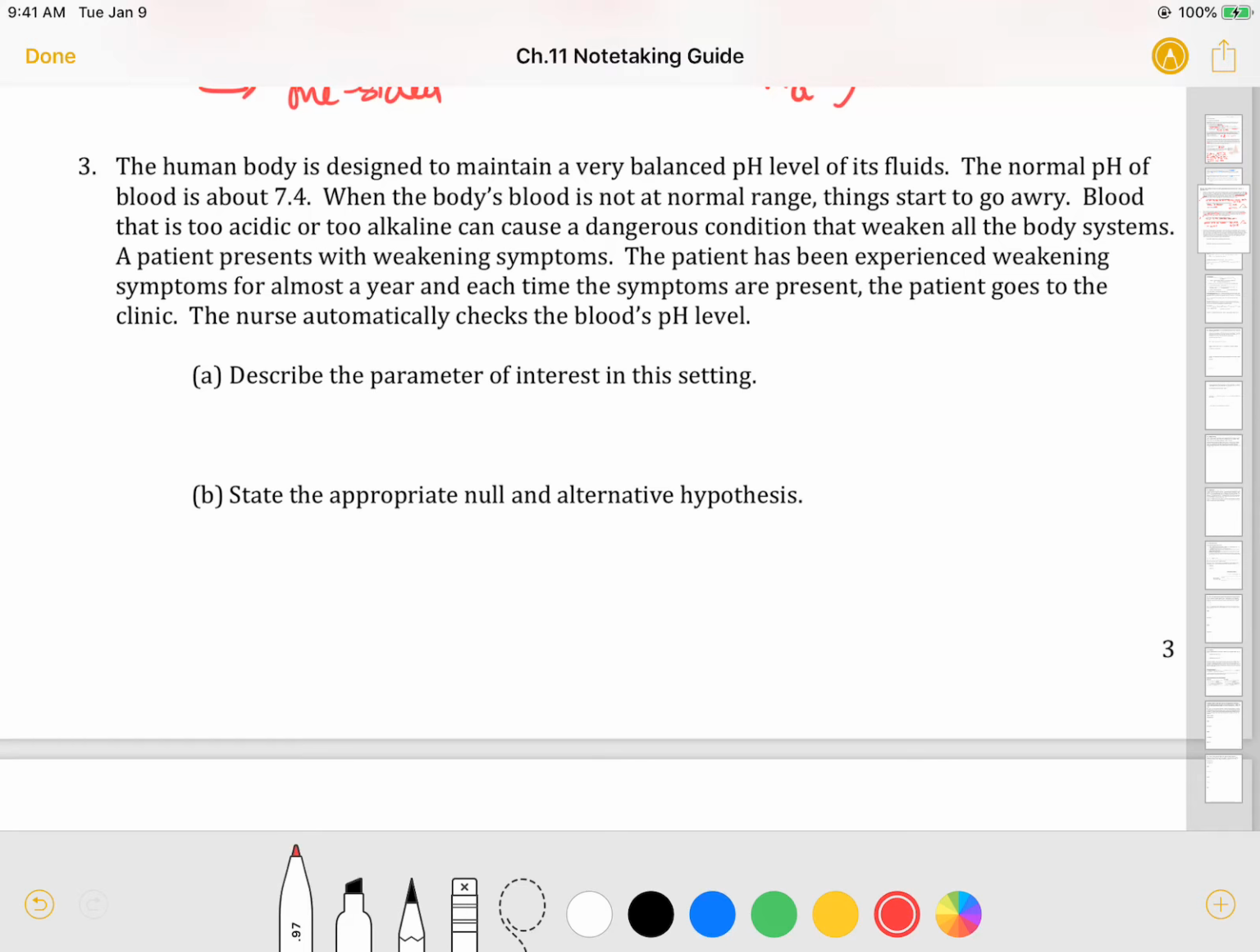So each time these symptoms present, the patient's going to go to the clinic, okay? So essentially, we're going to gather this data and we're going to want to take an average of these pH levels. So we're going to let mu equal the true mean pH of the blood for this patient.